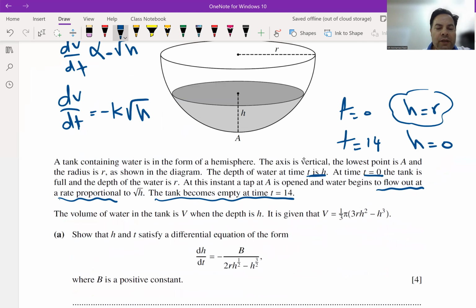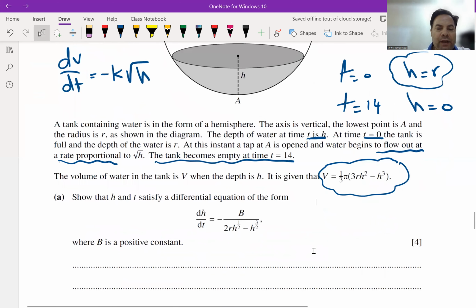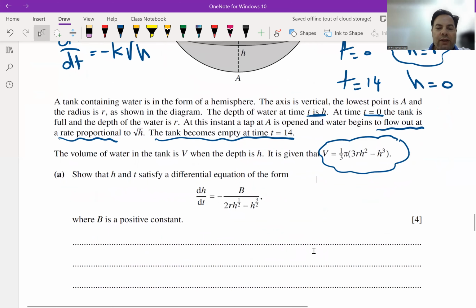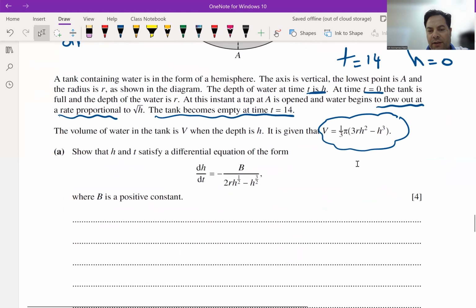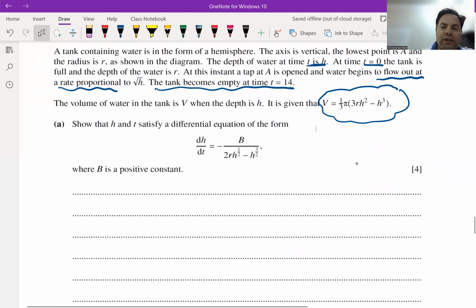The volume of water in the tank, V, is given by the equation V equals one third pi, 3r h squared minus h cubed. We need to show that h satisfies a differential equation for dh by dt. From the given information, we have V, so you can find dV in terms of h, where r in this case is constant. So I will start from this equation and find the derivative.